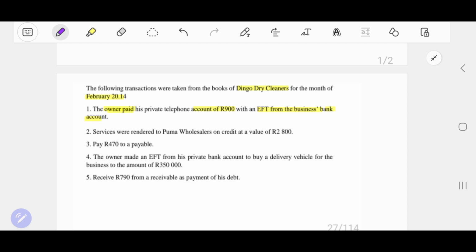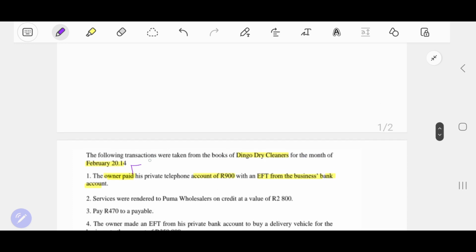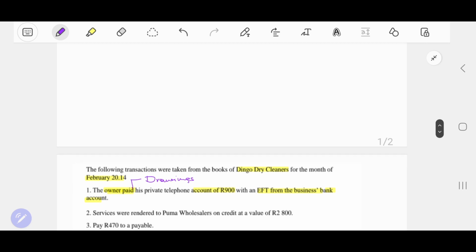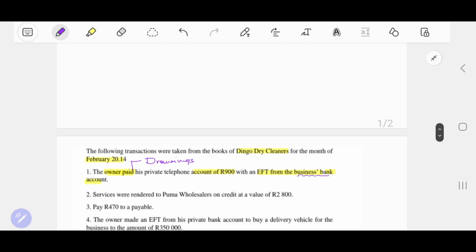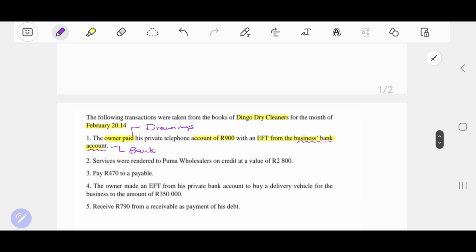So what really happened here is that the owner paid for his drawings using the account of the business. So the question is, which accounts are affected? The first account that is affected is drawings, because the owner is involved, and the owner is taking out funds from the business. So this is drawings. And then the other account is that he used the business's bank account. So the bank of the business is going to be affected as well. So the accounts that are going to be affected are drawings and bank.